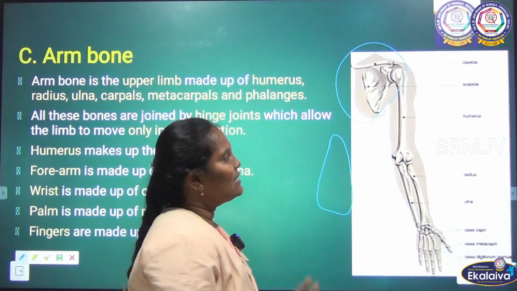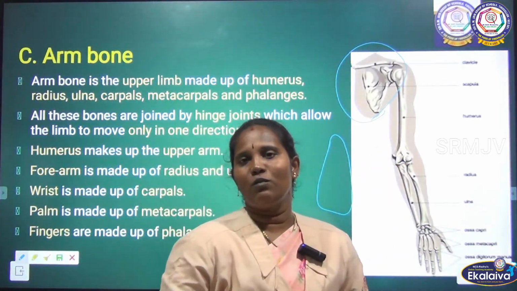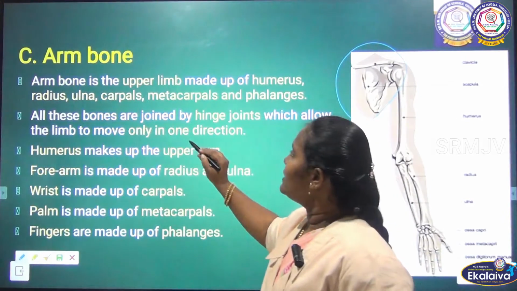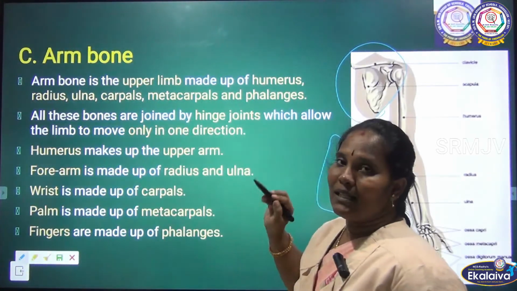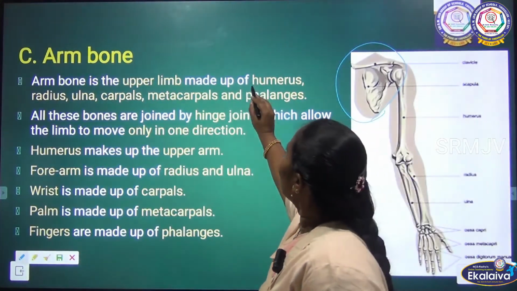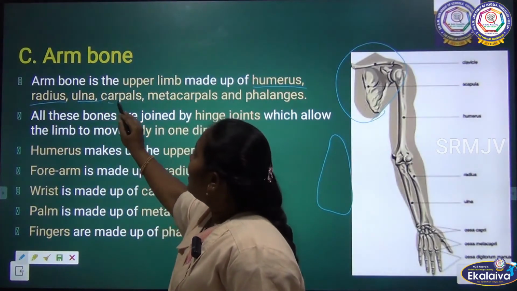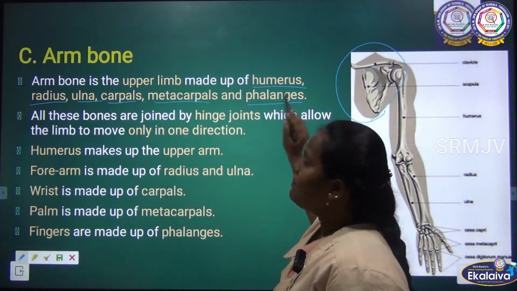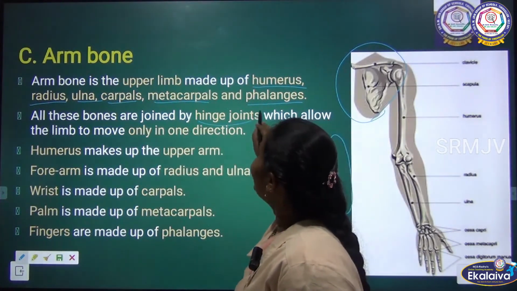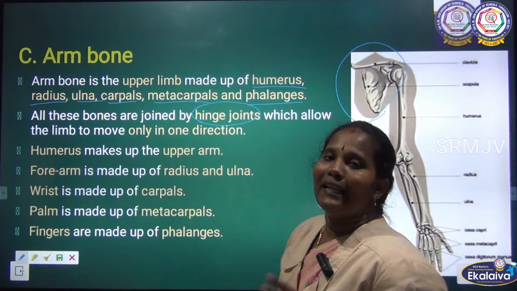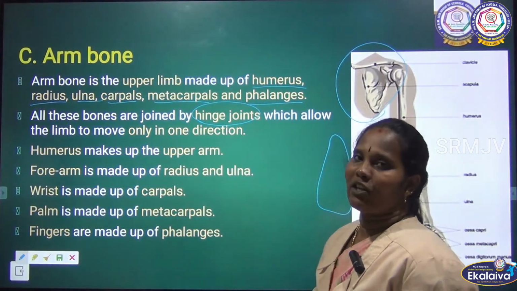This arm we can say is the forearm and the upper arm. Both are made up of, we can see here, our upper limbs. Upper limbs means our hand. The upper limbs are made up of humerus, radius, ulna, carpals, metacarpals, phalanges. Clear? All these bones are joined by hinge joints. Hinge joints means it can move in one plane, only one direction of movement.